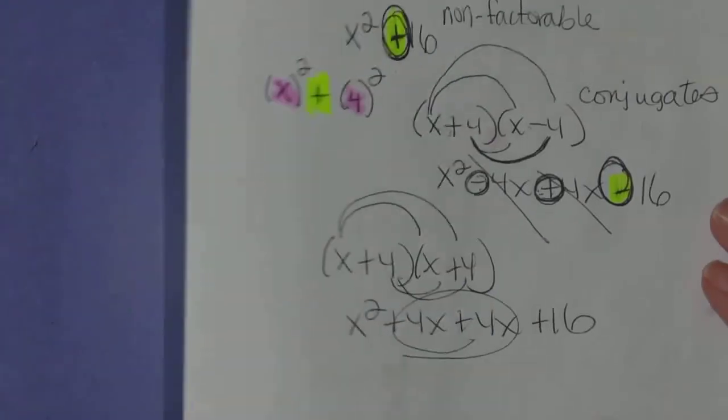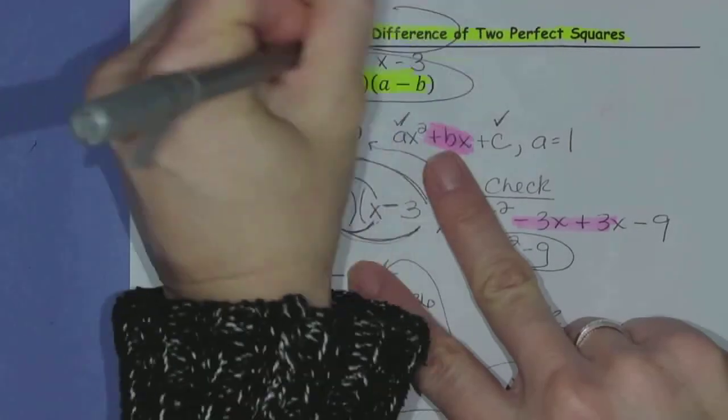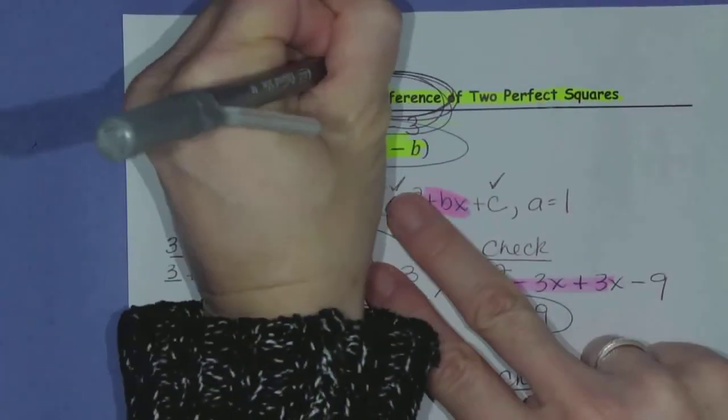So just be very mindful when you're factoring that you are looking at the difference, that means subtract, of two perfect squares.